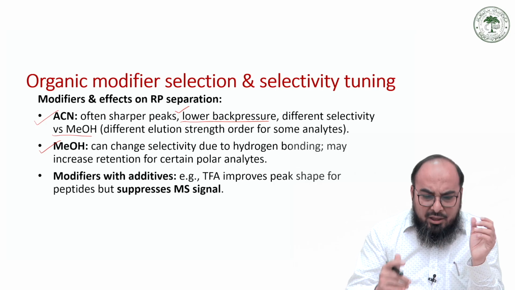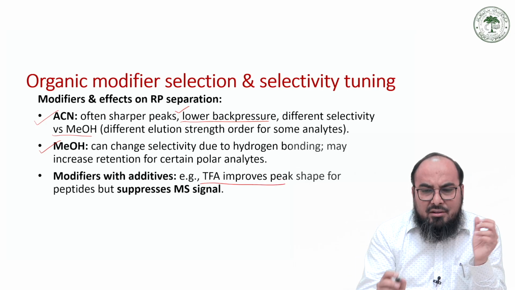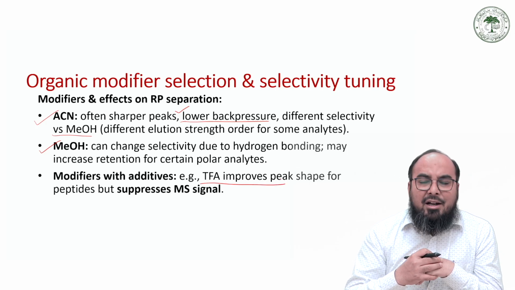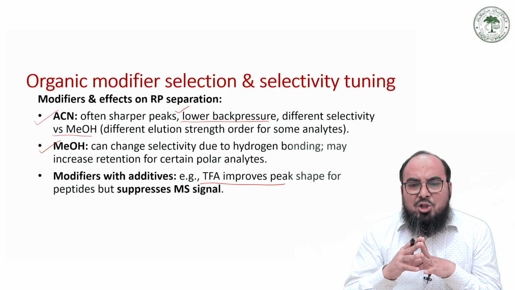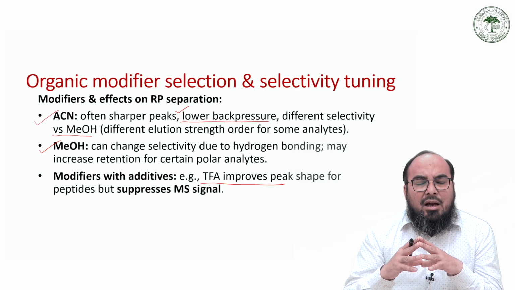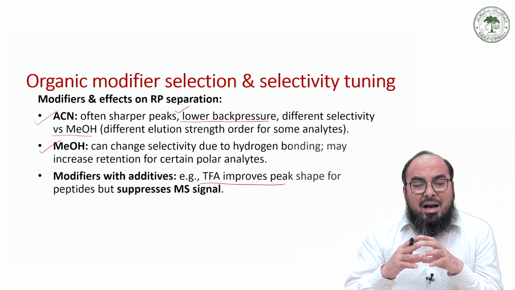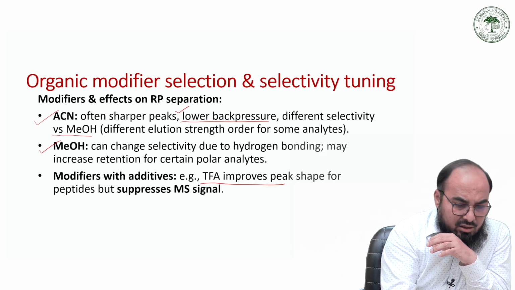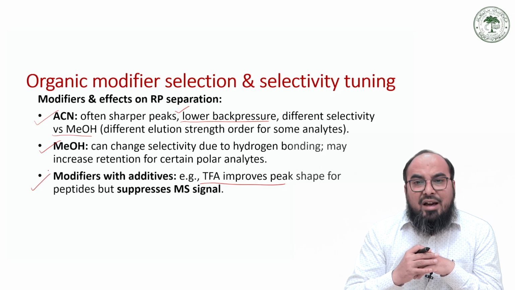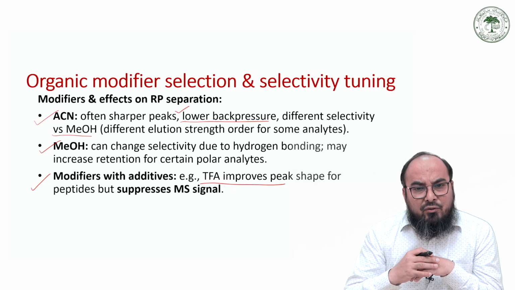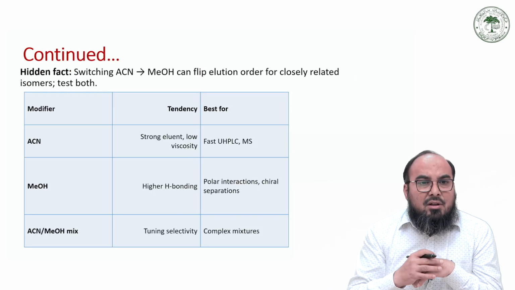Similarly, trifluoroacetic acid improves the peak shape, and it is generally used for the separation of peptides, but at the same time it suppresses the mass spectrometry signal. So you have to check whether your modifier is good for your detector or not.